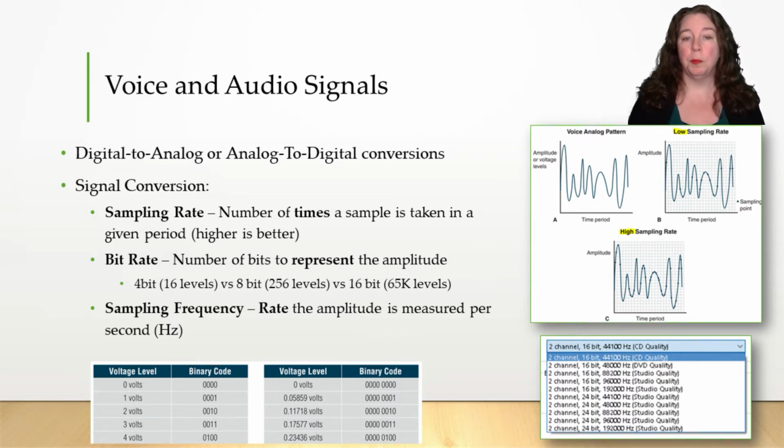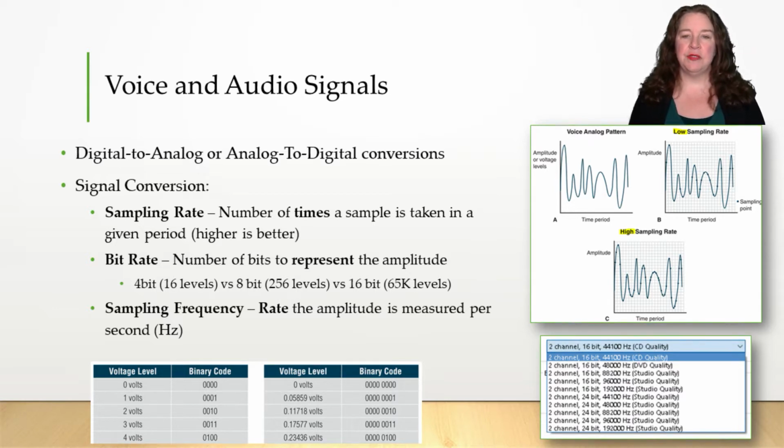Being able to have more bits is going to allow you to represent each voltage better. If you get all the way up to 16 bits, you're looking at 65,000 levels, which means each level, each amplitude is going to be able to be represented much better. So the bit rate is how many bits it takes to represent that amplitude.